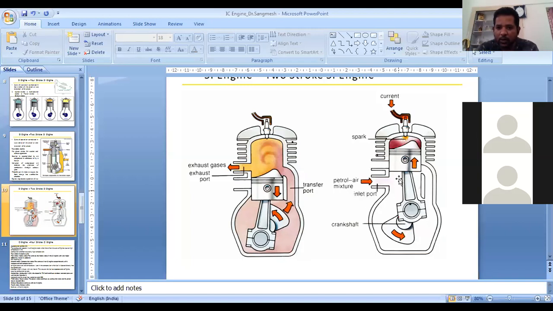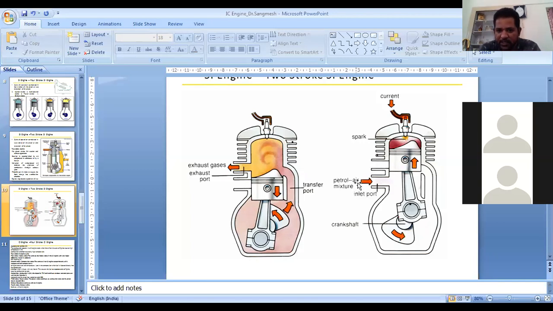It completes one task when the piston starts moving to TDC, that is compression. Since there will be a reduction in volume, compression takes place. At the same time, it also takes the fuel and air mixture into the engine. So it is completing the compression stroke and the inlet or intake stroke, because it is compressing the fuel and air mixture.